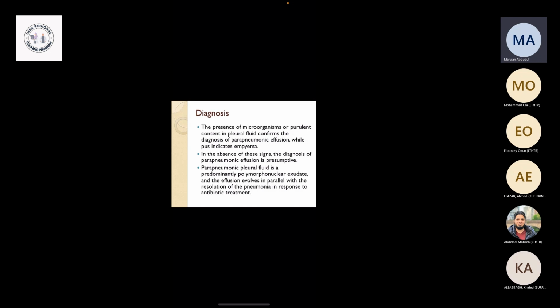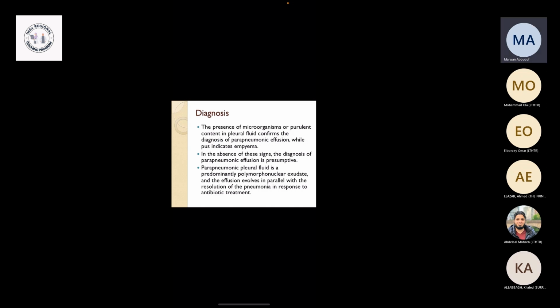Diagnosis. The presence of microorganisms or purulent content in the pleural fluid confirms the diagnosis of parapneumonic effusion. But if we are having pus, it's empyema. We never say it's empyema without seeing a very turbid fluid or frank pus. In the absence of these signs, the diagnosis of parapneumonic effusion is presumptive. Parapneumonic pleural fluid, as previously we said, is a polymorphonuclear exudate, and the effusion evolves in parallel with the resolution of pneumonia in response to antibiotic treatment.